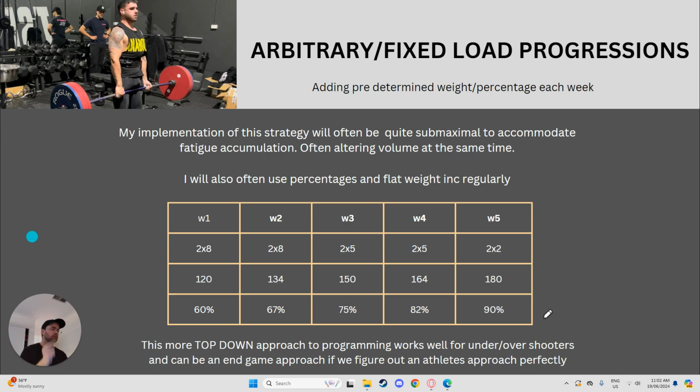Okay. Next thing we're going to talk about is our auto-regulatory, but I'm going to do that in a separate video because this one's run a little bit longer than I thought it would.